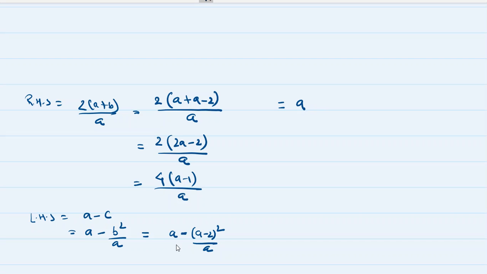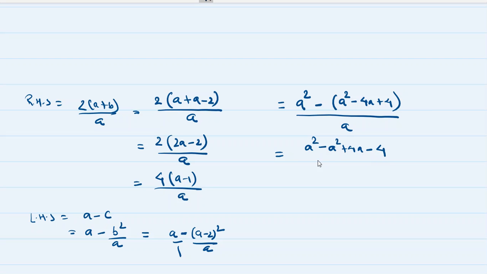When we take LCM, this becomes A square minus (A minus 2) the whole square, that is A square minus (A square minus 4A plus 4), the whole upon A. That is A square minus A square plus 4A minus 4, the whole upon A. A square minus A square gets cut. 4 comes out common, 4(A minus 1), the whole upon A. So we can say that LHS is equal to RHS.